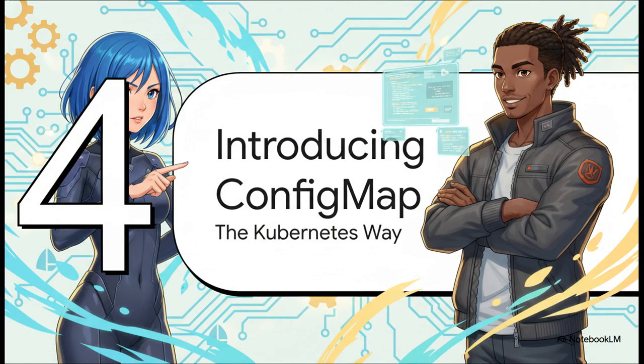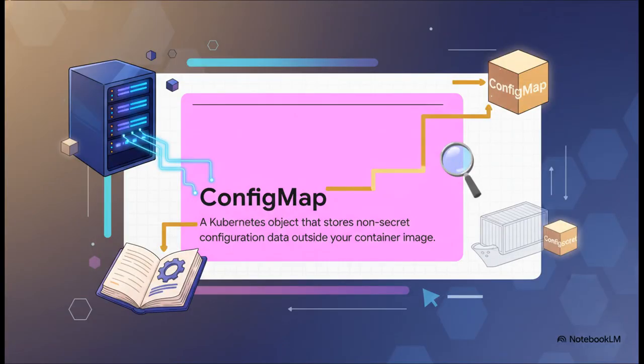Okay, so if separation is the goal, how do we actually do it in Kubernetes? Well, this is where the hero of our story comes into play. Let's talk about the ConfigMap. So what is a ConfigMap? Honestly, the simplest way to think about it is like an external notebook of settings for your app. It's a Kubernetes object that holds all that configuration data, your GPS coordinates, as simple key value pairs. It lives inside Kubernetes, totally separate from your application image.